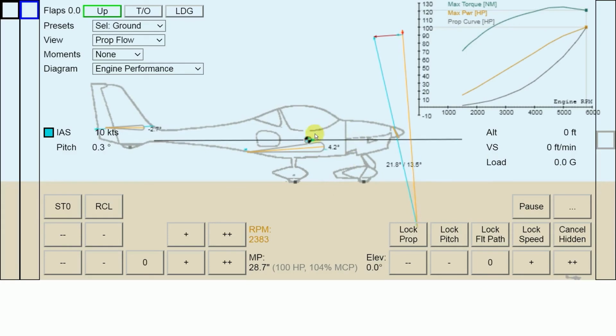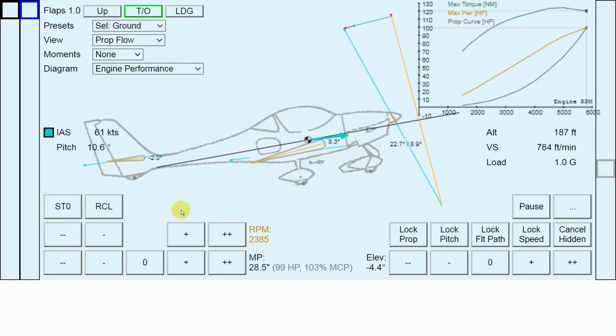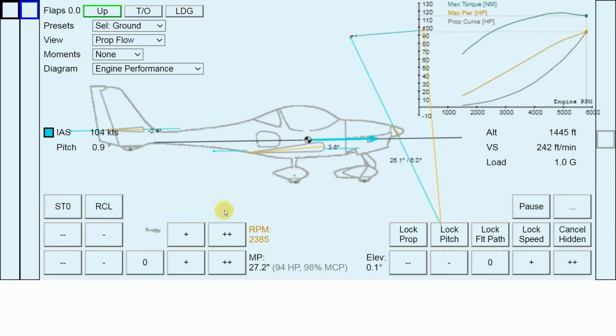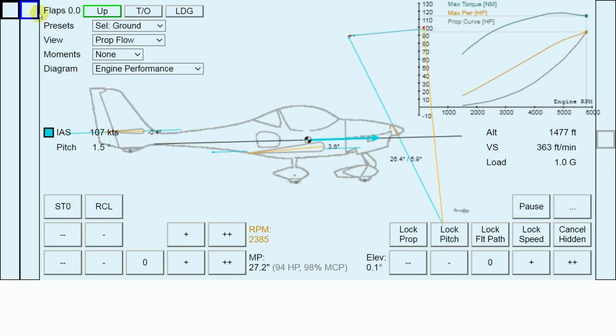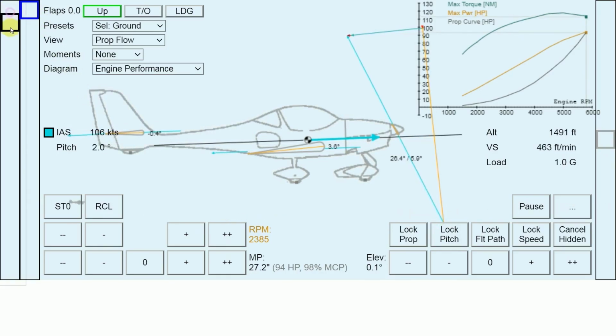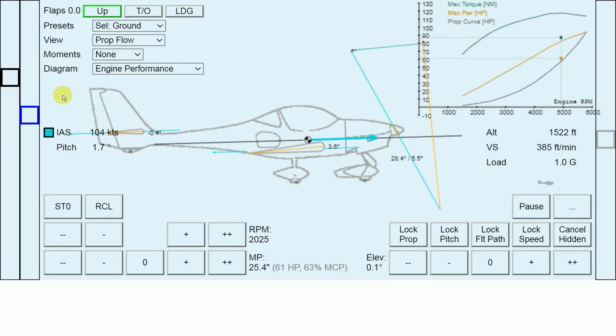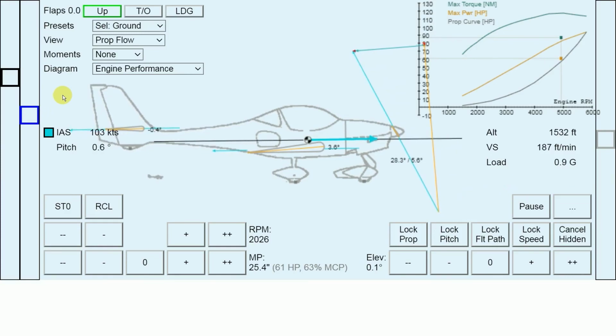From the start of the takeoff run to climb out and cruise flight. Furthermore, it gives the pilot a choice between lower gears with higher RPM or higher gears with lower RPM and better fuel economy.